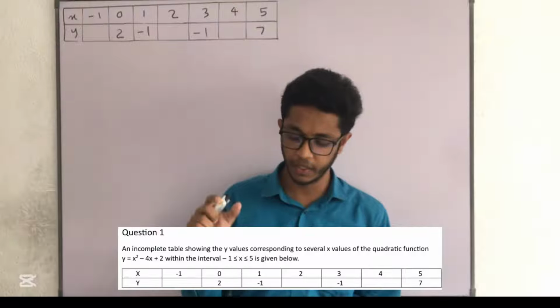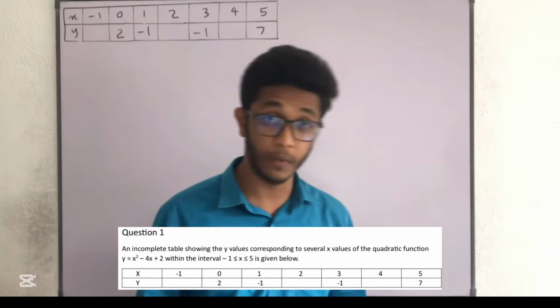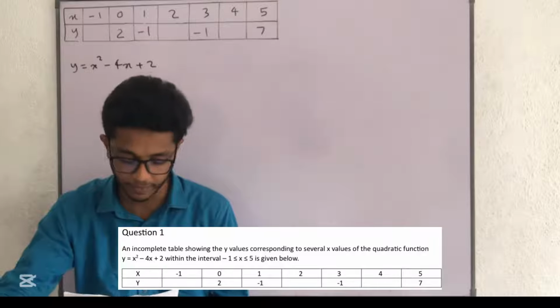Let's move to question number 1. An incomplete table showing the y values corresponding to several x values of the quadratic function y equals x squared minus 4x plus 2. So that's the quadratic function. Y equals x squared minus 4x plus 2 is given within the interval minus 1 less than or equal to x less than or equal to 5, given below.